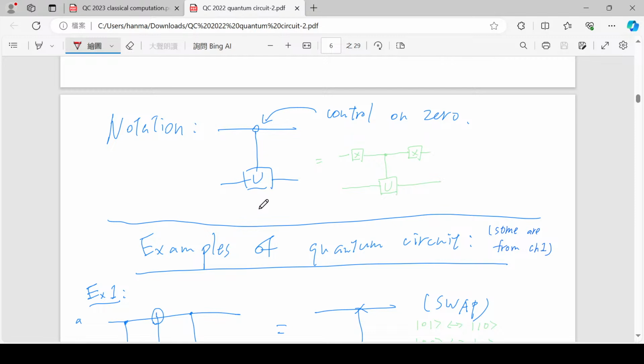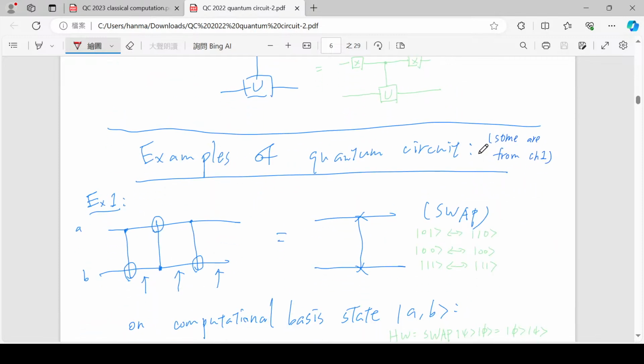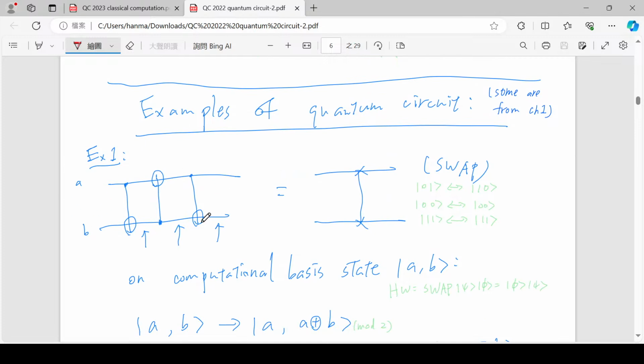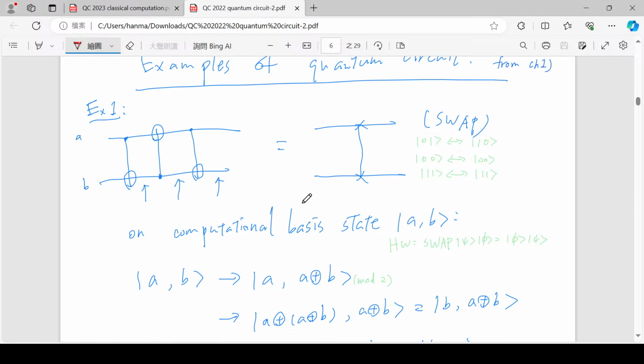Okay. So we have a lot of definitions, and let's see some examples of actual calculation. Some of those are from chapter 1, some of those are from chapter 4. But anyway, first thing is the swap gate. And the swap gate, you can actually build from 3 C0 gates. You apply C0 first this way, second C0 this way, and third C0 this way, and we will say that this is a swap gate. And we show this on computational basis only.